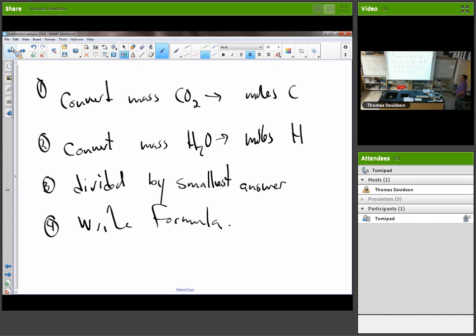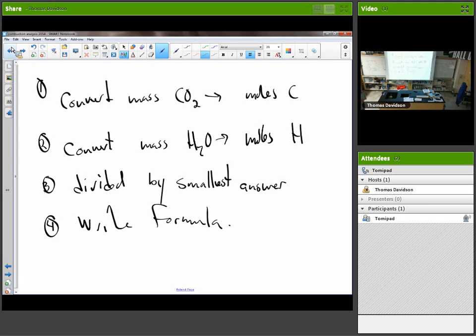All right, so 1, mass of CO2 to moles carbon; 2, convert mass H2O to moles H; 3, divide by the smallest answer; 4, write the formula. 3 and 4 should sound really familiar because it's the exact same thing we did with percent concentration. In percents, we converted percents to grams and then to moles and then divided by the lowest answer. It's just a little bit different way to get what we're after.